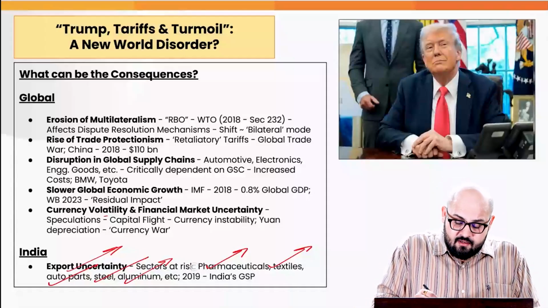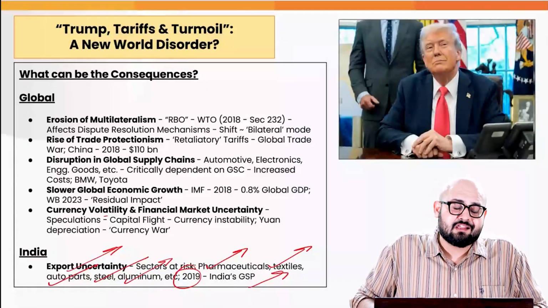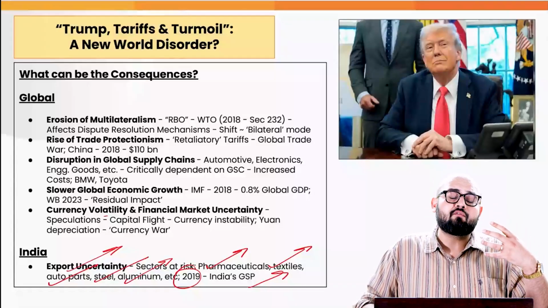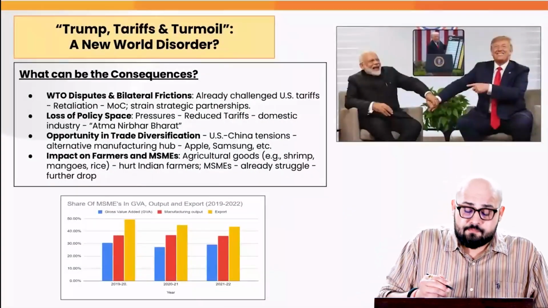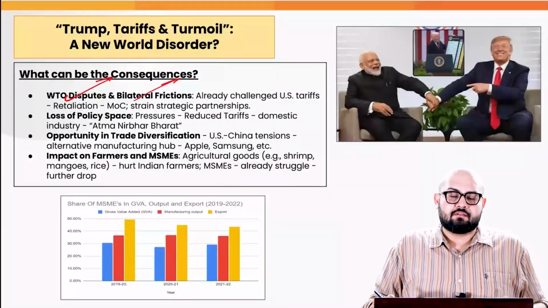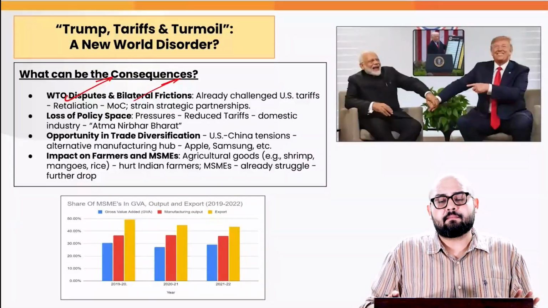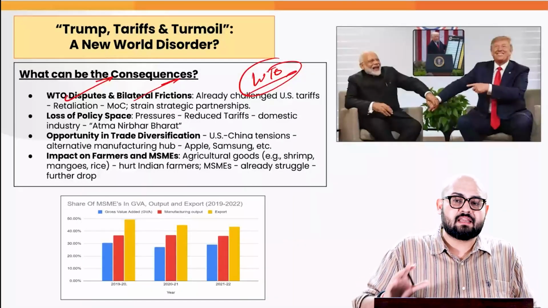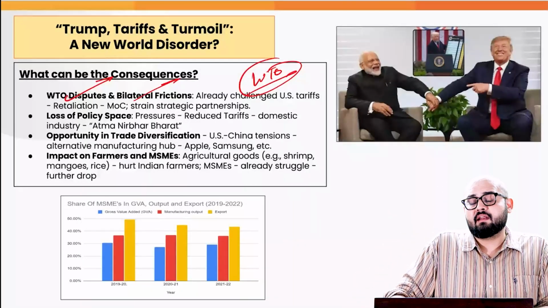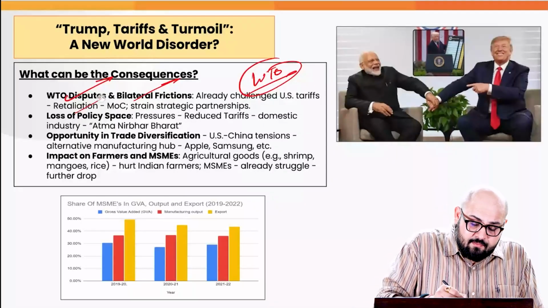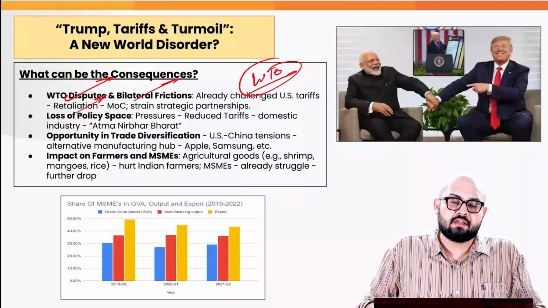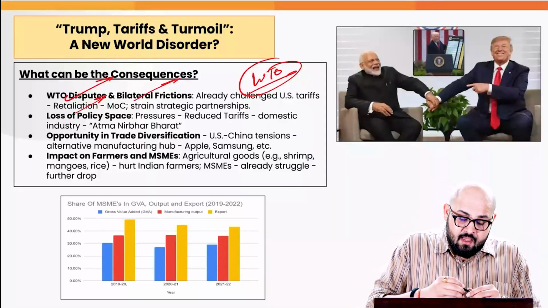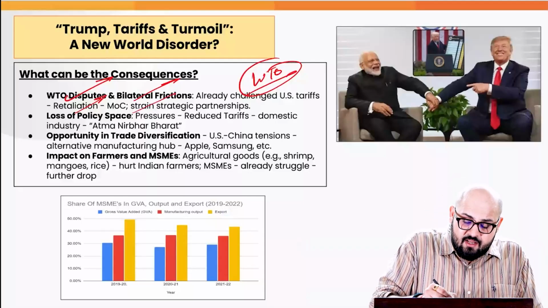Also, a case in point is 2019, the revocation of India's GSP status. It affected India's exports to the US to the tune of almost $6.3 billion, right? The next aspect is WTO disputes and bilateral frictions. See, India many a time has submitted complaints and grievances to the WTO with respect to US tariffs on its products. Again, what we are witnessing is that there can be a possible retaliation. In fact, the Ministry of Commerce has also given a hint that there can be a possible retaliation on US exports to India, right?